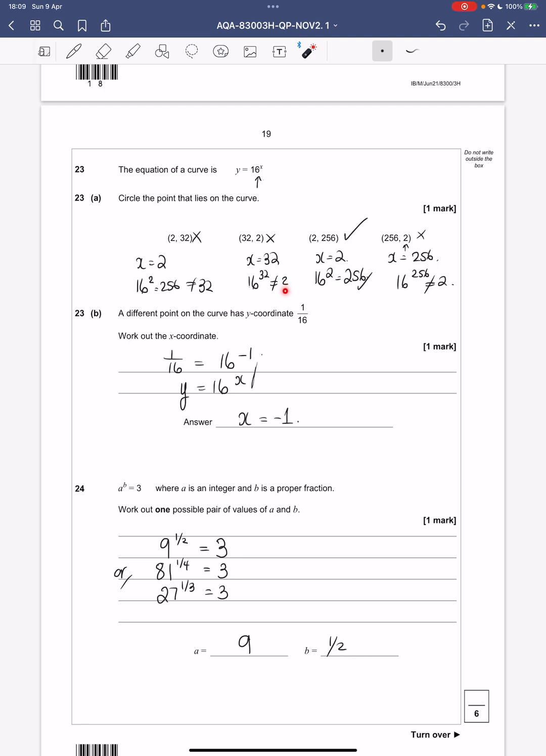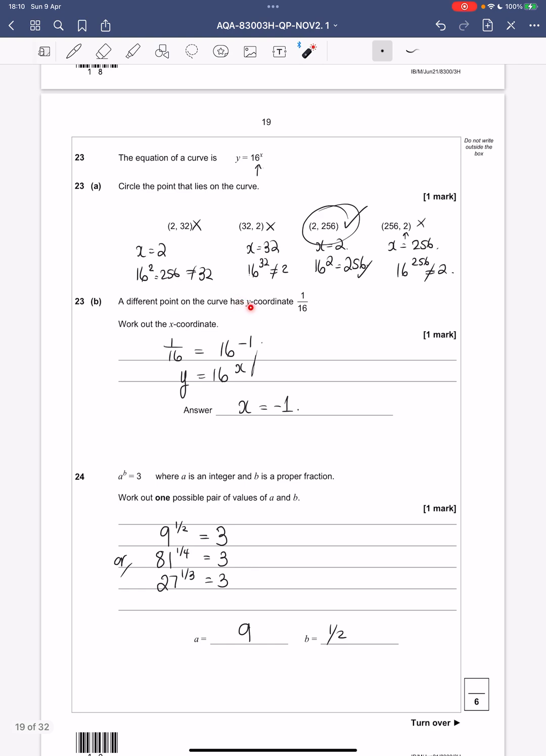Is 16 to the power 32 equal to 2? No, it's much, much bigger. Is 16 squared 256? Yes, so that one's right. And this one is the opposite way round, because that's the x. 16 to the power 256 is not 2. So that's our right answer. Give it a circle.